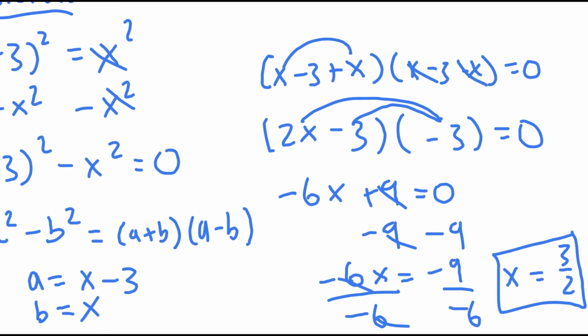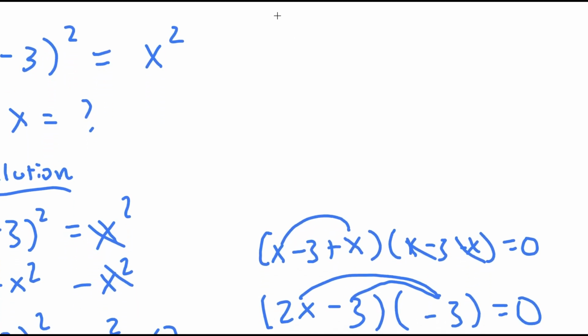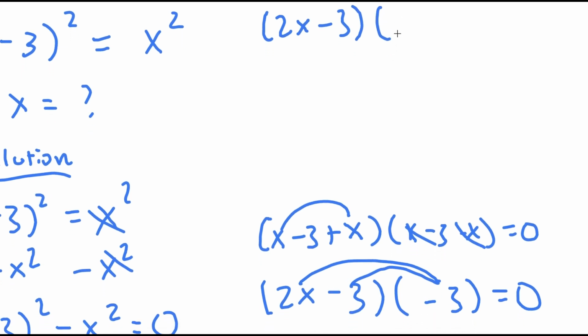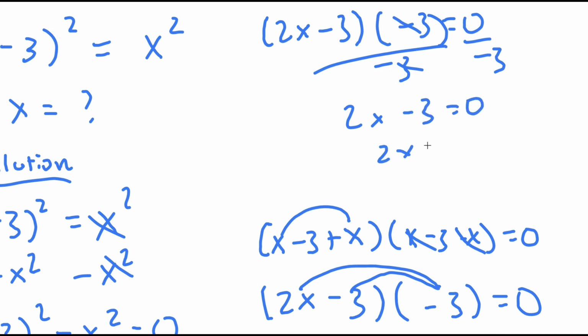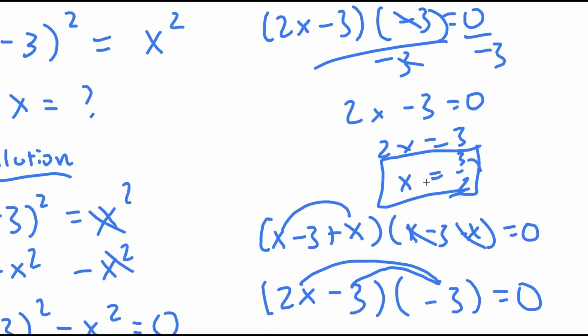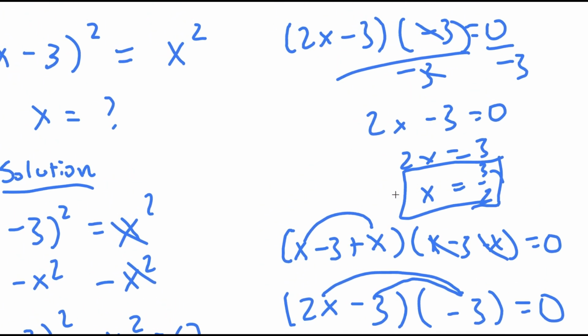Now another way I can do this is I'm actually going to write this up here. I have (2x - 3) times negative 3 is equal to 0. This time I can actually divide both sides by negative 3. So I get 2x - 3 is equal to 0. So 2x is equal to 3 and x is equal to 3/2. So that's two different ways of solving this, and 3/2 is my solution.